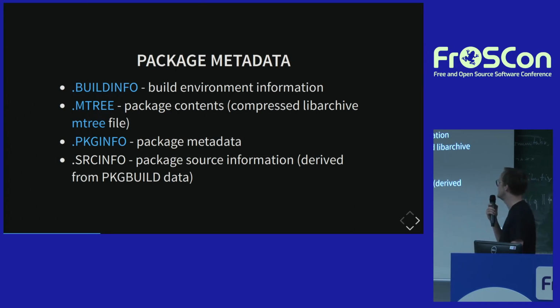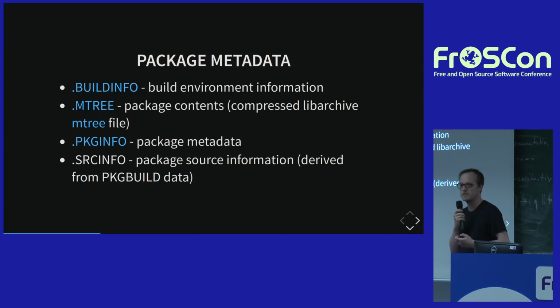We have .PKGINFO, which is the literal package metadata. So what's the name of the package? What are the dependencies, etc., etc. We're going to look a bit further into how they look further down the road. And then we have .SRCINFO, which is basically the package source information. That means it describes the sources of the package, like what do you need to build this package, as in where do you download your source tarballs from, or what Git repository did you check out to build this package with.